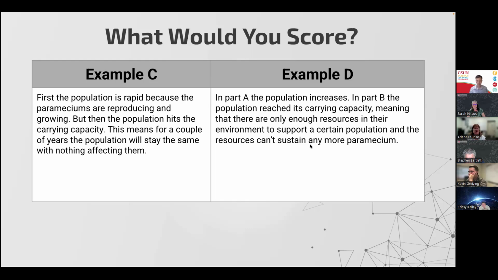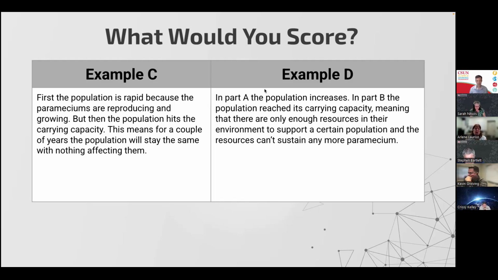Yes, did everybody see in the chat where Matthew was saying the student is required to state both of those, right? Not just one of them, but talking about the resources. Okay, so let's look at student D.